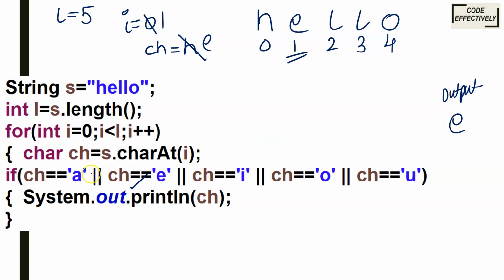Because we are using the OR operator. OR operator means if any one condition goes true, the lines inside the if will get executed. So we were able to print ch.